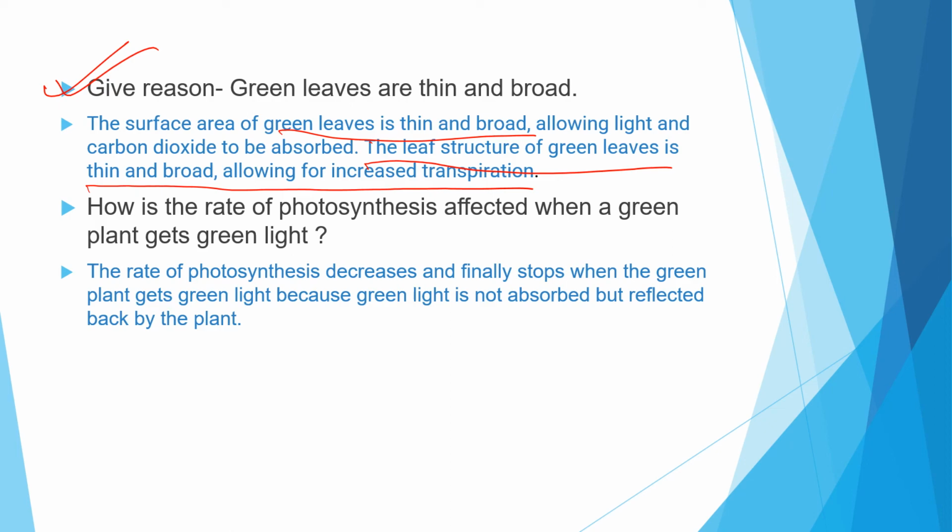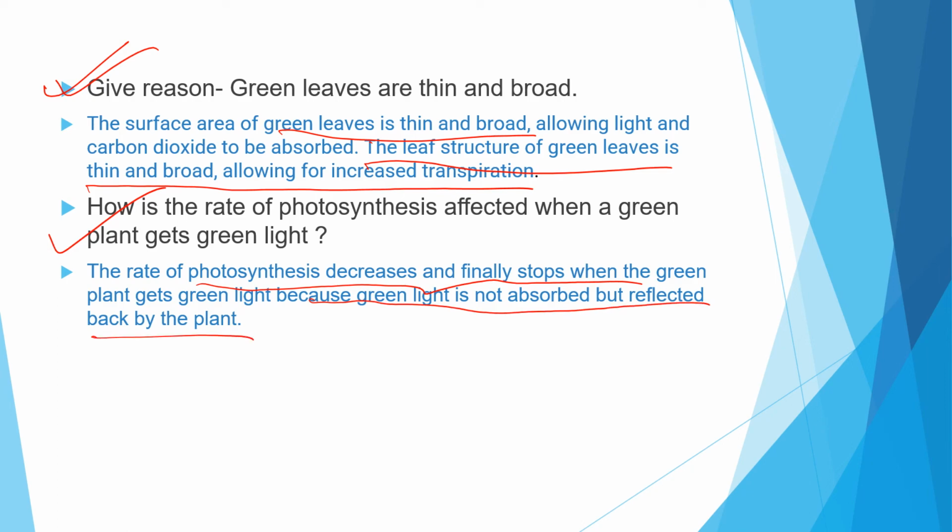Now how is the rate of photosynthesis affected when a green plant gets green light? So the green plant is getting green light. How is the photosynthesis being affected? The photosynthesis decreases and finally stops when the green plant gets green light, because green light is not at all absorbed but is reflected back by the plant.